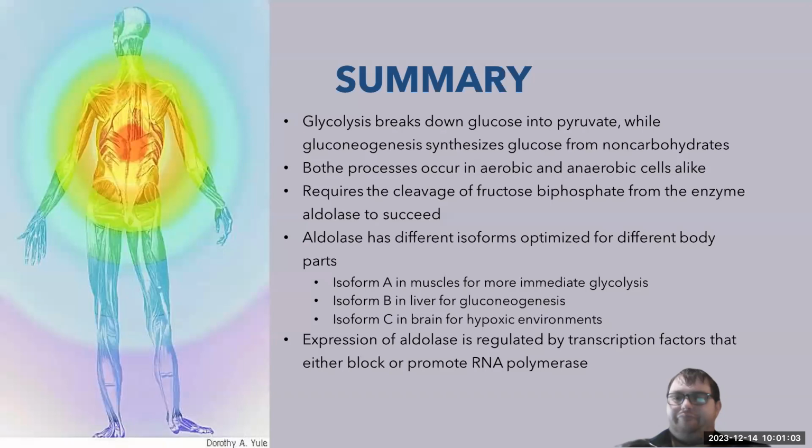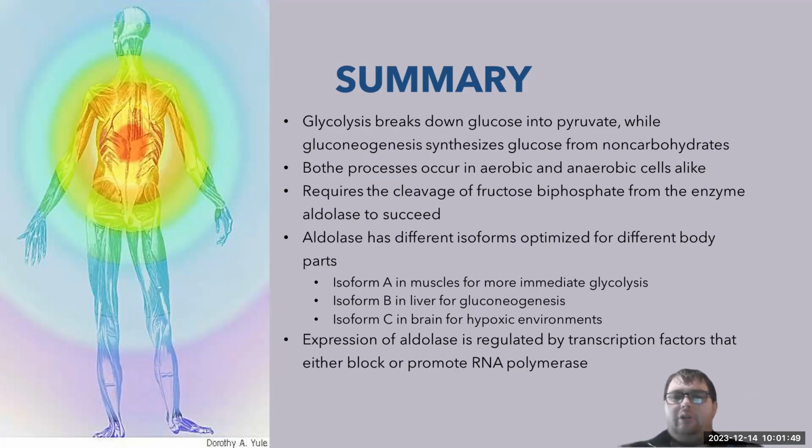So, what have we learned today? Well, in summary, we've learned that glycolysis breaks down glucose into pyruvate and other metabolites, while gluconeogenesis takes non-carbohydrates and synthesizes glucose to be broken down again into energy storage. Both processes can occur in aerobic and anaerobic cells alike. The aerobic part comes after glycolysis, which if it's anaerobic, goes to fermentation, and if it's aerobic, goes to the electron transport chain.